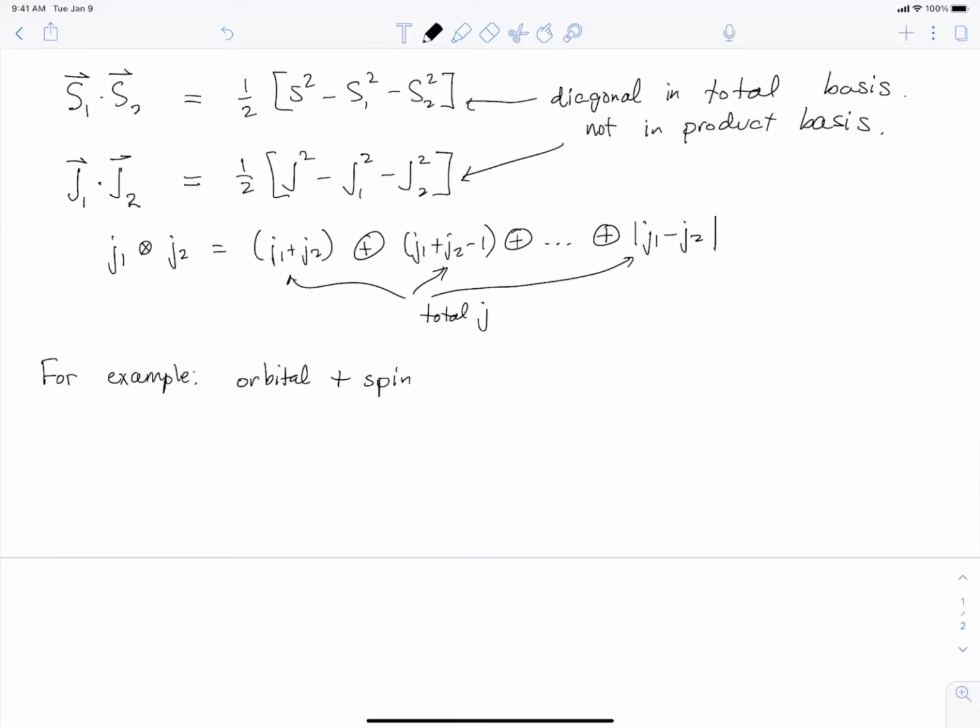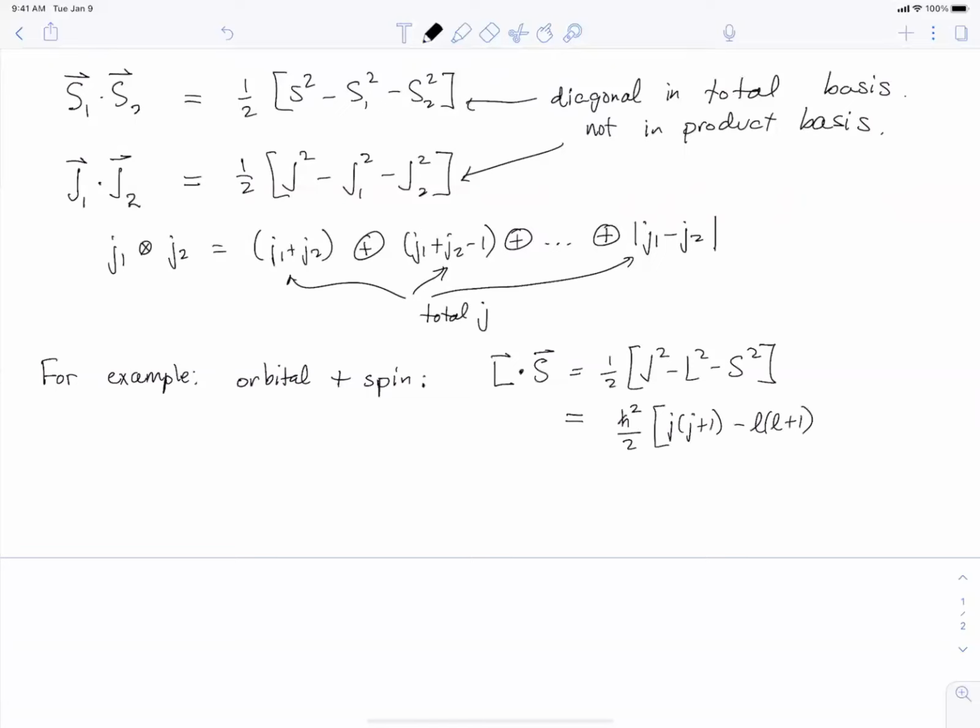Okay, and so the thing that will go along with that is L dot S is equal to 1/2 (J squared minus L squared minus S squared), which is equal to ħ squared, I'm pulling out that common factor, over 2 times [J(J+1) minus L(L+1) minus S(S+1)], but S is 1/2 always, so this is 3/4.